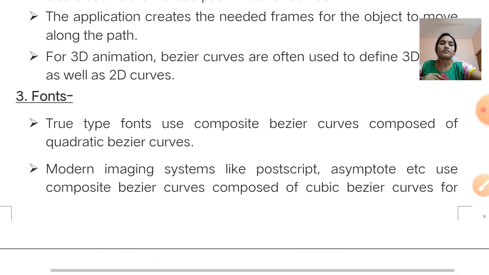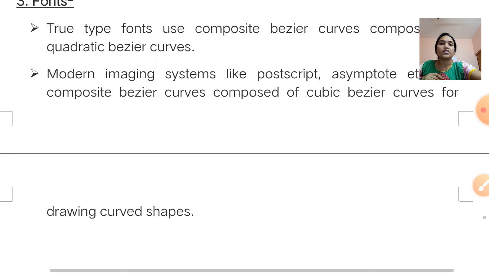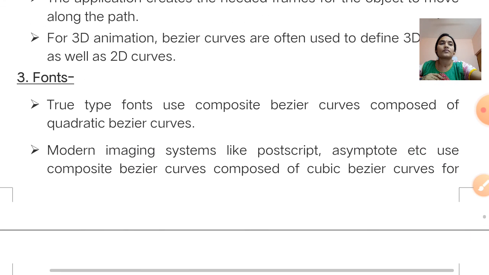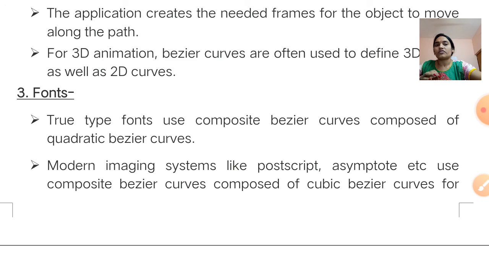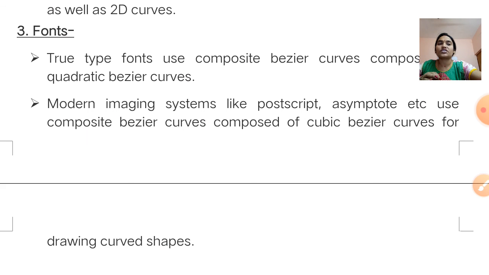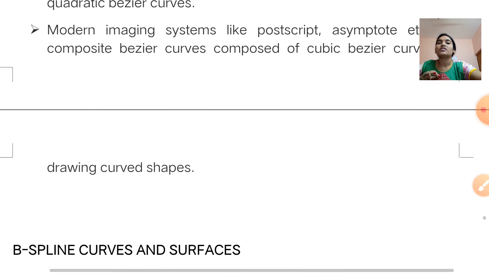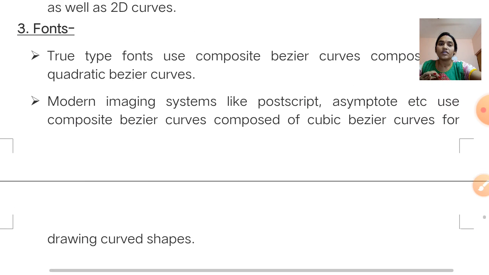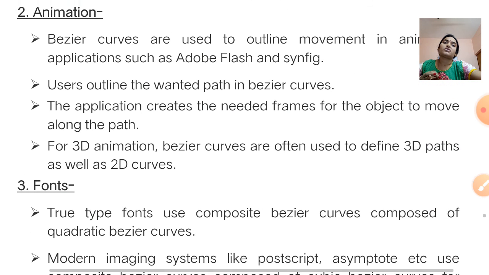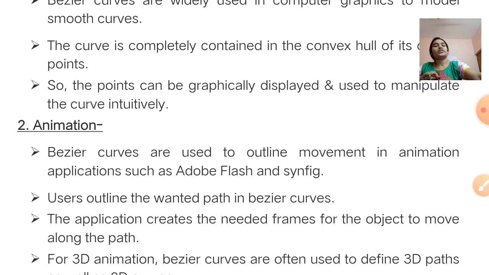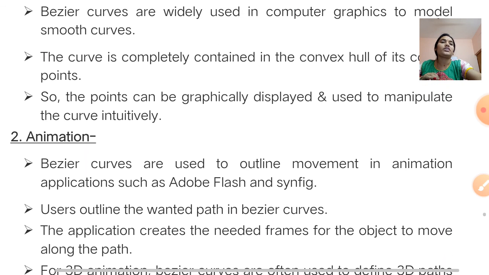Now, how is it used in fonts? TrueType fonts use composite Bezier curves composed of quadratic Bezier curves. Modern imaging systems like PostScript, Asymptote, etc. use composite Bezier curves composed of cubic Bezier curves for drawing shapes. So this is the application of Bezier curves, how it is used in different fields.